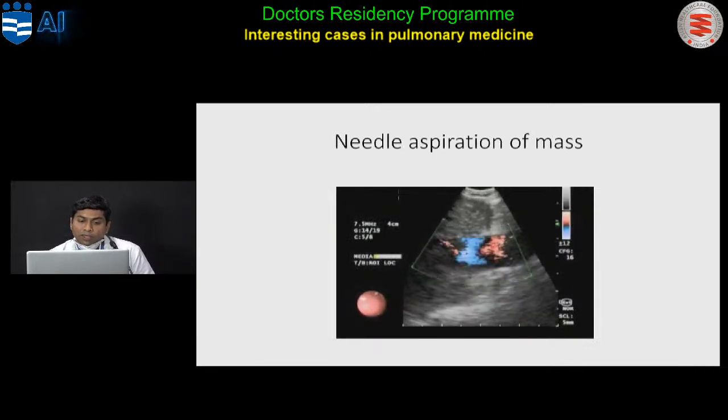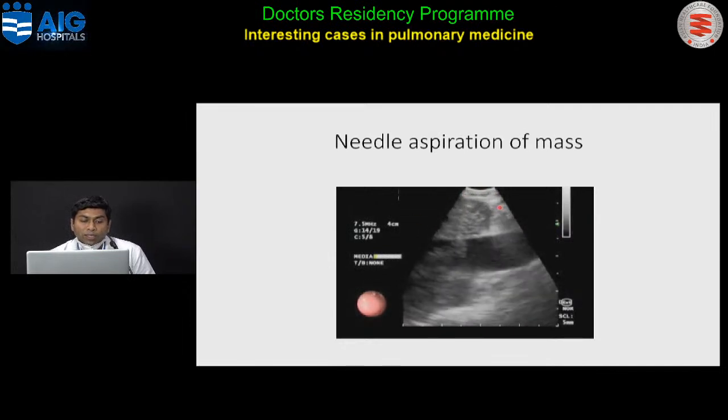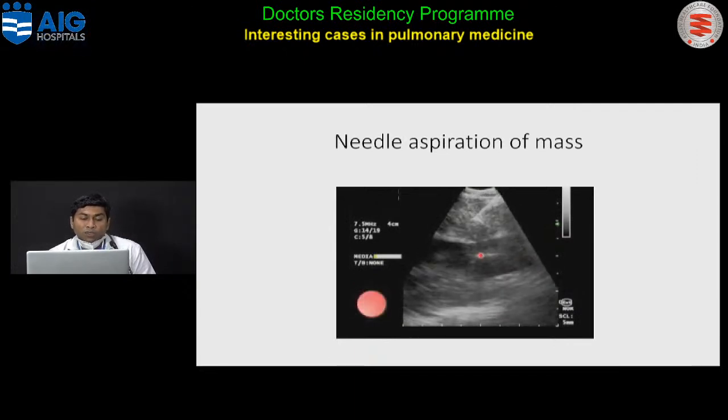You can see that this is the mass which is homogeneous on the EBUS image, and this is the superior vena cava. This is the paratracheal lymph node, and this is the superior vena cava. Okay. So, after visualizing the mass on EBUS, we take the measurements, we assess whether the lesion is vascular or not, and then after taking all these basic measurements, we insert a needle into the mass under guidance and take biopsies and FNACs.